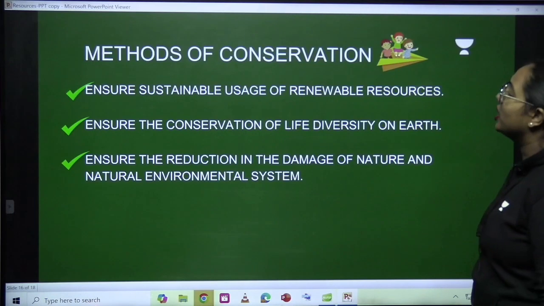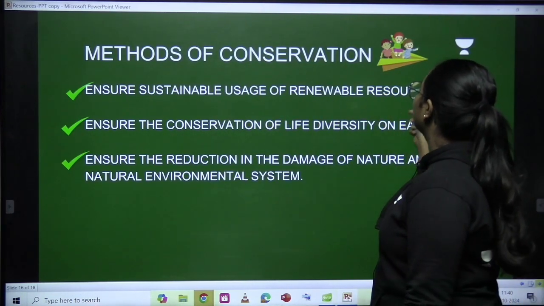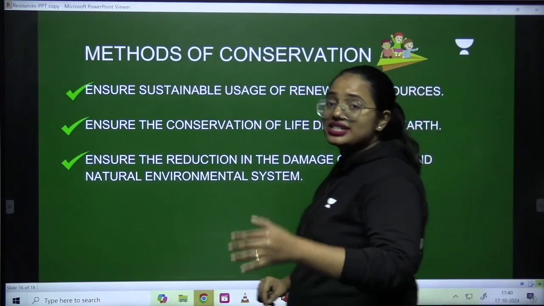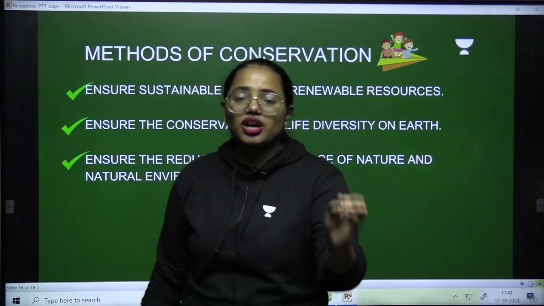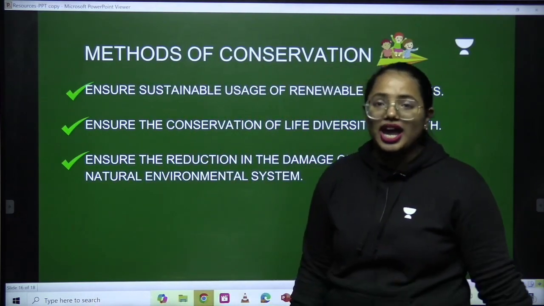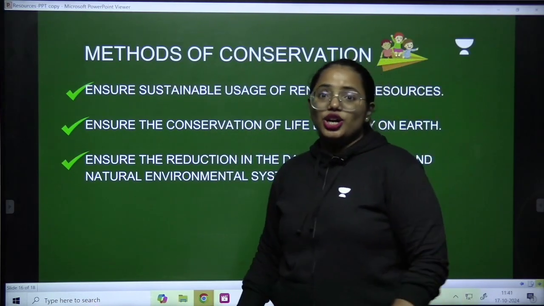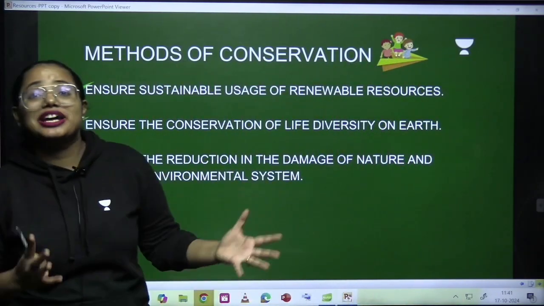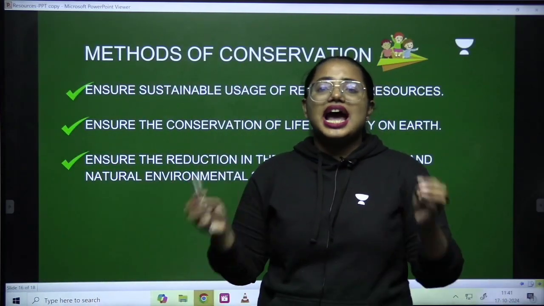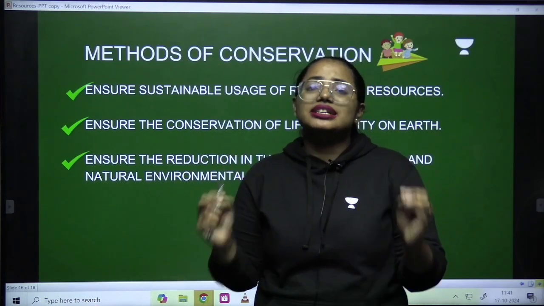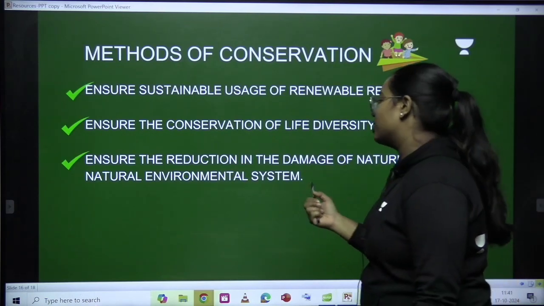Now we are moving towards the methods of conservation. Ensure sustainable usage of renewable resources. Even if it is renewable or available in unlimited quantity, it doesn't matter. Ensure the usage of it in a proper and careful way. And ensure the conservation of the diversity on Earth. Earth's diversity cannot be explained in a single sentence, because we have amazing diversity and this needs to be protected and conserved by us. And ensure the reduction of the damage of nature and natural environment systems.